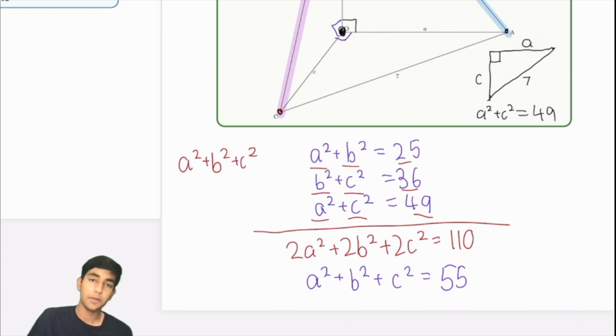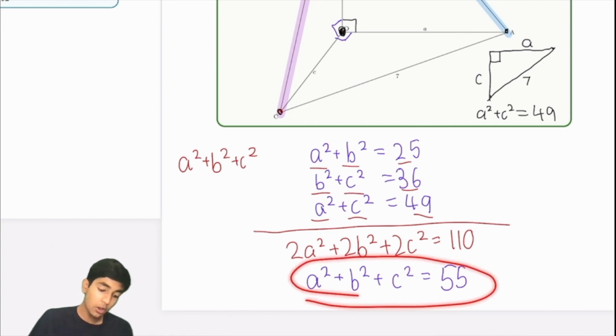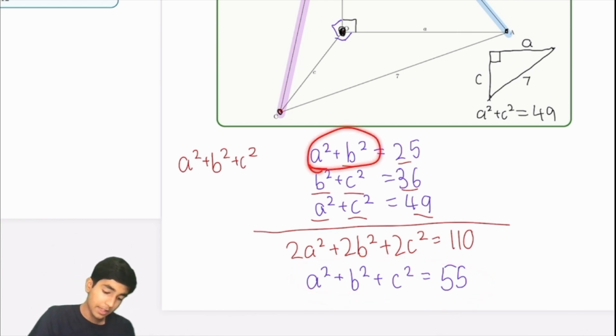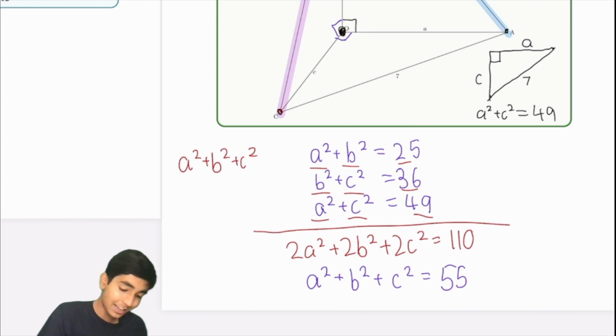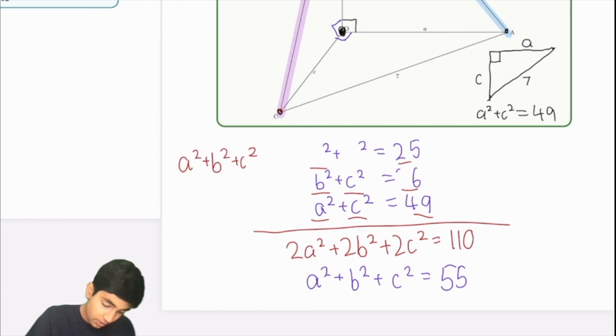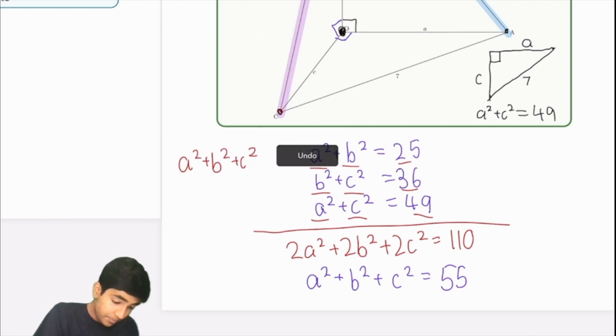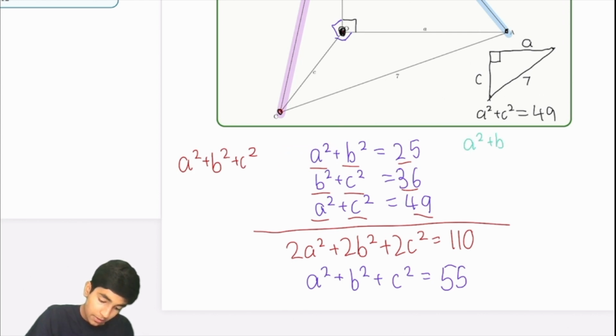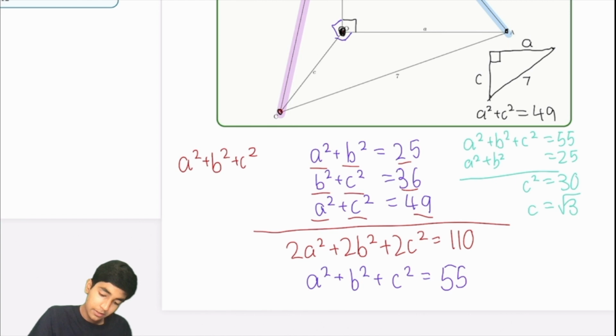How should we do that from here? Well, the key idea is now we know their total sum, and we know all of these sums: a squared plus b squared, b squared plus c squared, a squared plus c squared. So what we can try and do, it's a very cool trick. Let's say we have this equation over here. Sorry, I did not mean to erase that. So we can essentially subtract these 2 equations to get c squared equals 30, or c equals root 30.